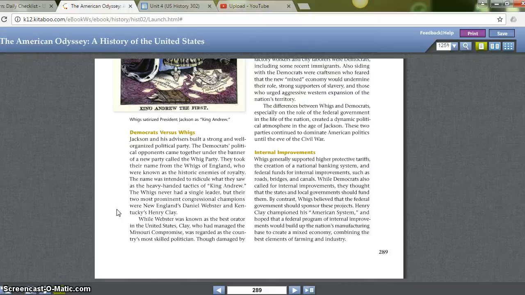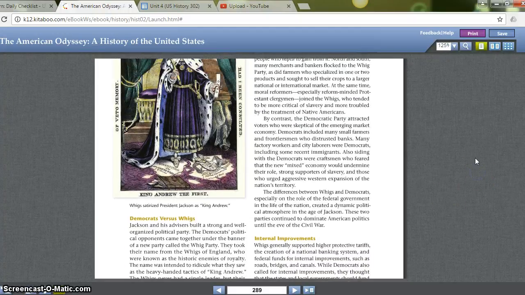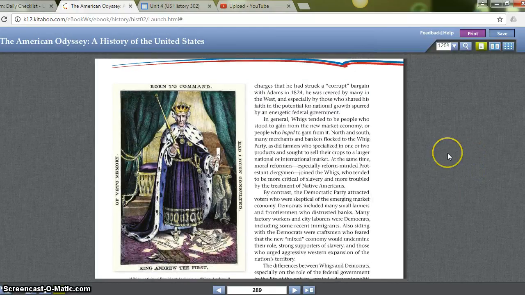The Whigs never had a single leader, but their two most prominent congressional champions were New England's Daniel Webster and Kentucky's Henry Clay. While Webster was known as the best orator in the United States, Clay, who had managed the Missouri Compromise, was regarded as the country's most skilled politician. Though damaged by the charges he had struck a corrupt bargain with Adams in 1824, he was revered by many in the West, and especially by those who shared his faith in the potential for national growth spurred by an energetic federal government.